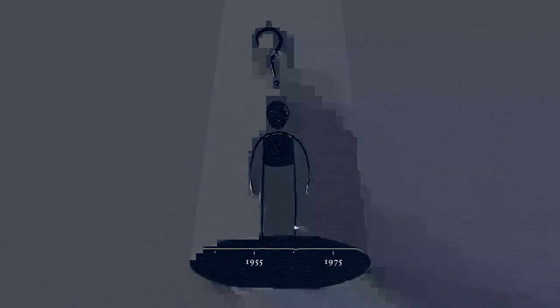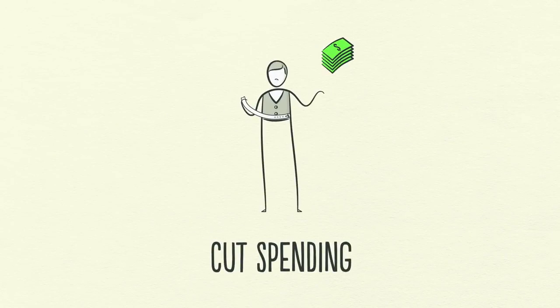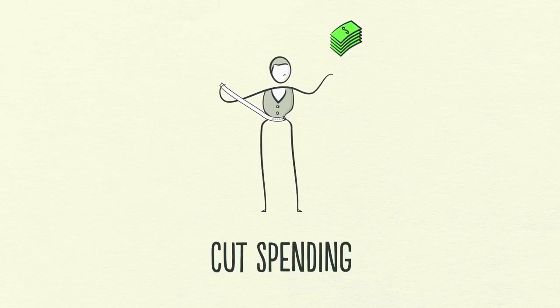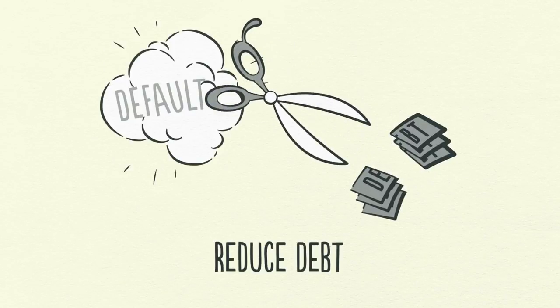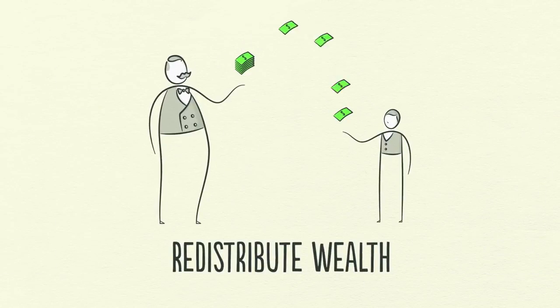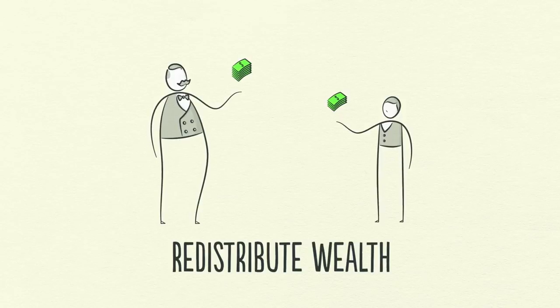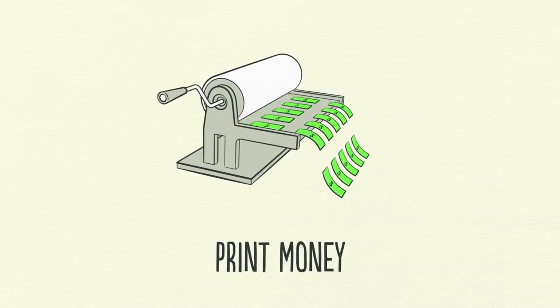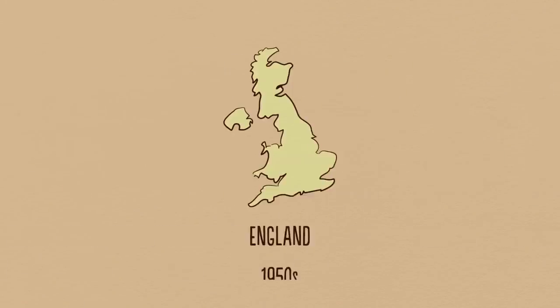Debt burdens are too high and they must come down. There are 4 ways this can happen. 1. People, businesses, and governments cut their spending. 2. Debts are reduced through defaults and restructurings. 3. Wealth is redistributed from the haves to the have-nots. And finally, 4. The central bank prints new money. These 4 ways have happened in every deleveraging in modern history.